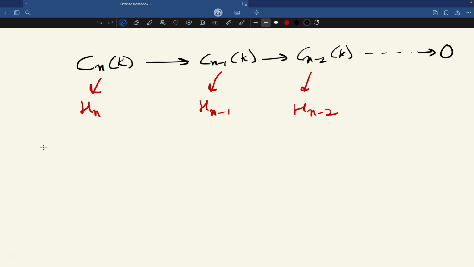One is Zn. Here n means it is associated with Cn. If I write n minus 1 in subscript, then it is associated with Cn minus 1, right? So always remember that the subscript refers to the dimension of simplices of a particular vector space. So Zn is the kernel of Dn. What is Dn? Dn is the boundary operator for Cn, right? So Dn will map Cn to Cn minus 1.